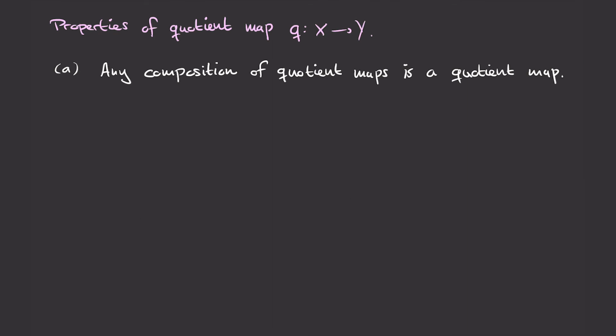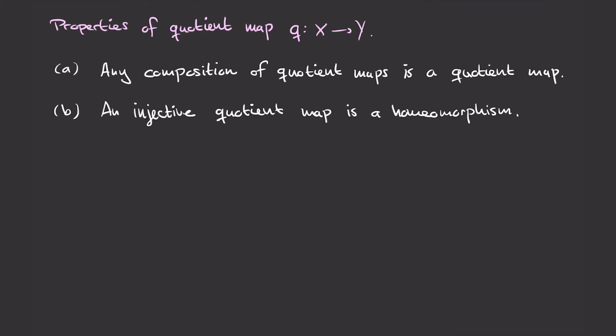We saw before that quotient maps don't preserve many properties. For example, they don't preserve second countability or Hausdorffness or being locally Euclidean, but they do still have some properties which are useful to know. The first of which is that any composition of quotient maps is again a quotient map. This is something you can verify directly from the definition. It's basically just stringing together two equivalences.